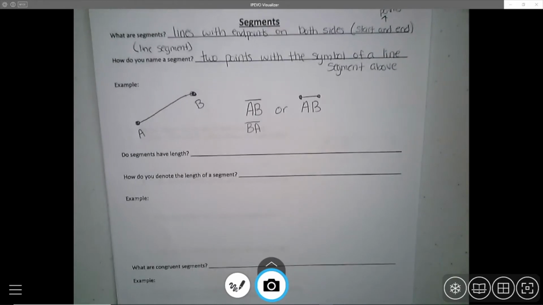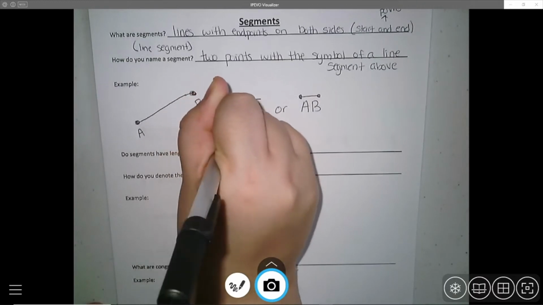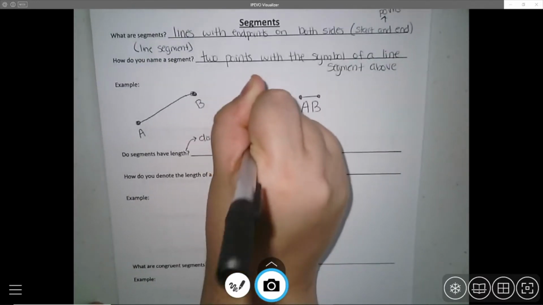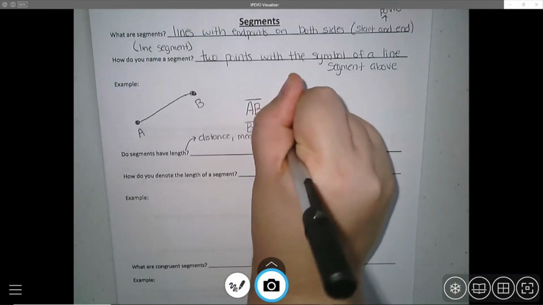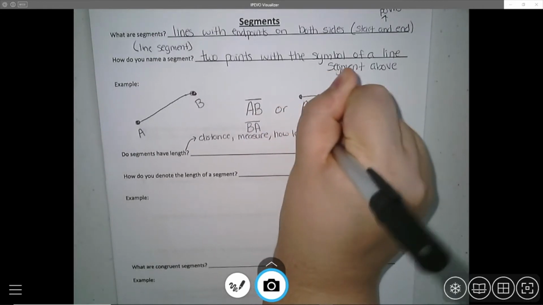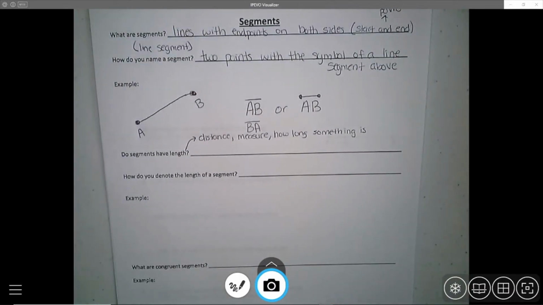Getting down here to the second thing: do segments have length? Before we get any further, let's talk about what length is. Length is another word for distance, for measure. It specifically talks about how long something is. When I think about length or distance or measure, I think about bringing out a ruler and measuring something. That is what we're doing here when we talk about the lengths of segments.